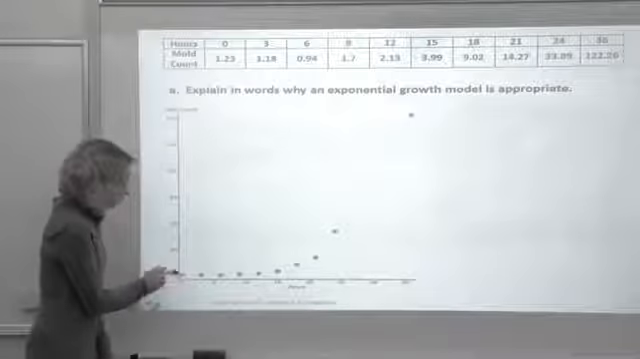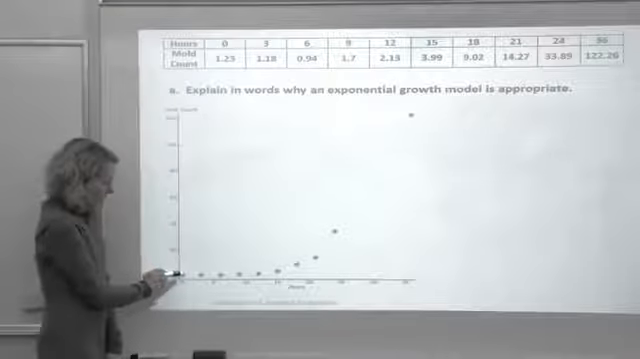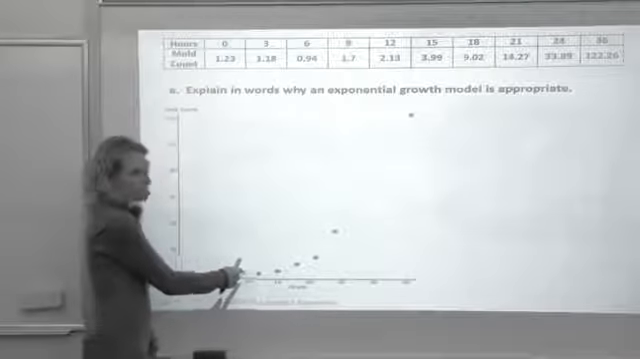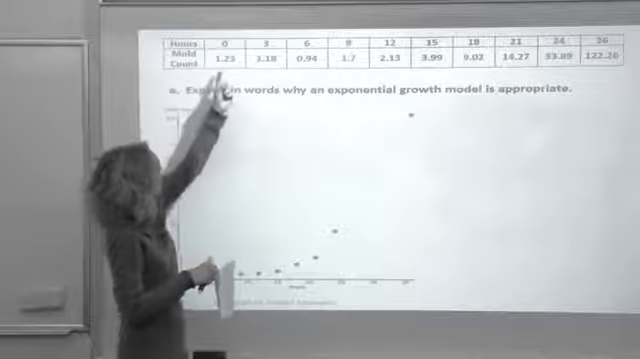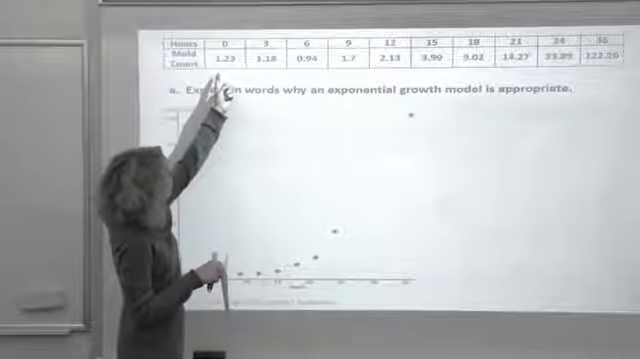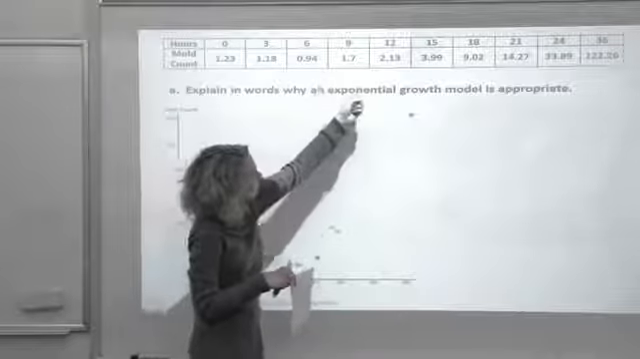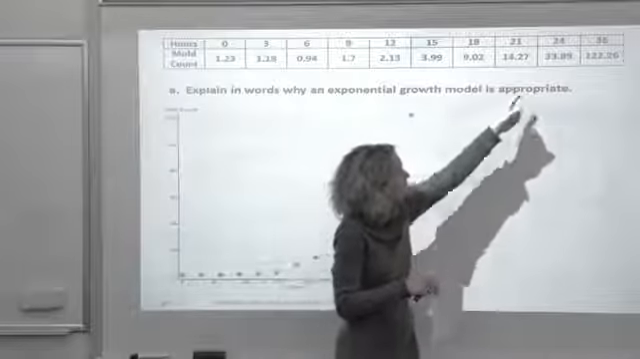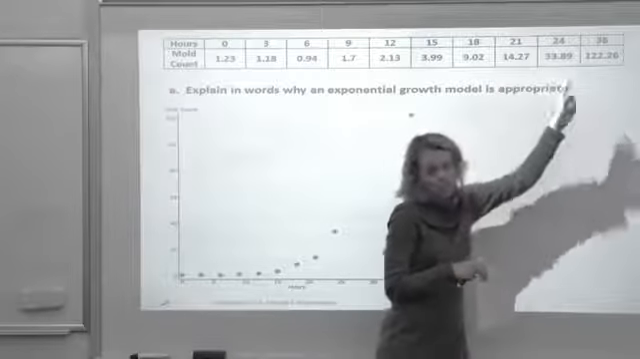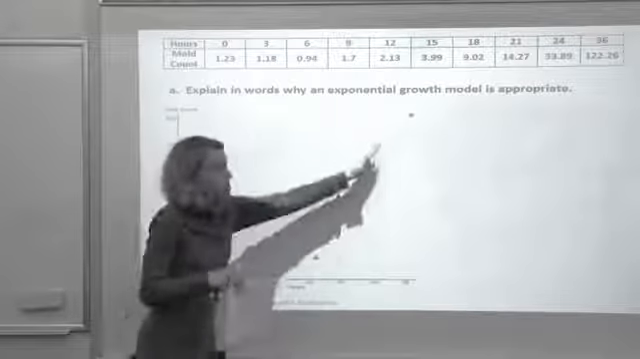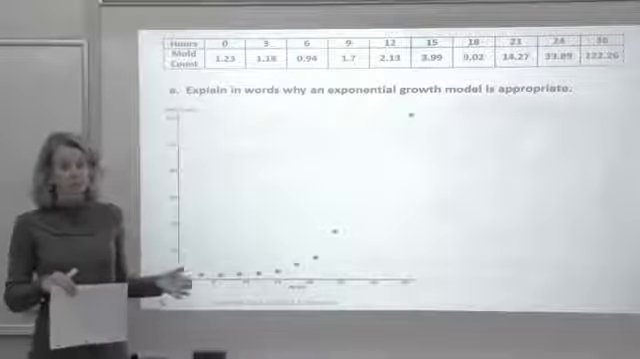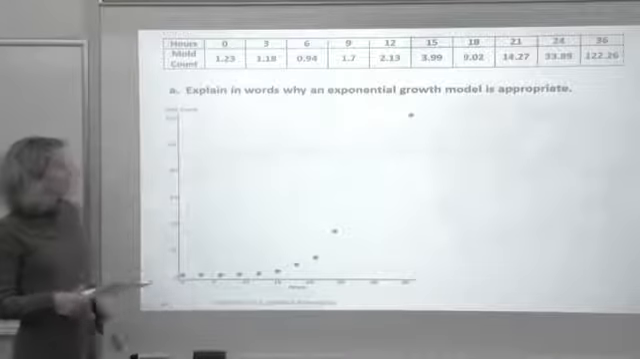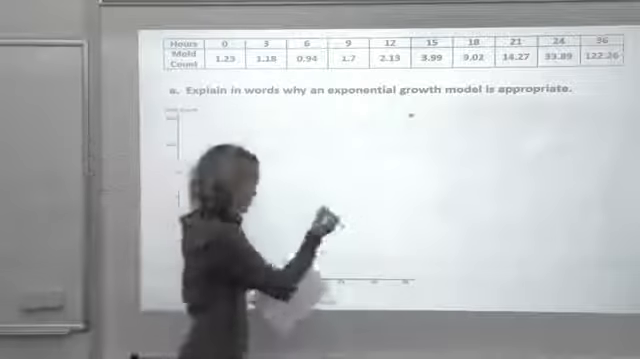Not only is there a curve, look what happens to the mold count. As a small amount of time goes by, as the first few hours go by, the mold count is increasing. But once we get past 12 hours to 15 hours, 18 hours, and look at what happens between 24 and 36 hours, the mold count really starts to increase at an increasing rate. So the mold count is increasing, and it's also increasing at an increasing rate, so that's why an exponential growth model would be appropriate.